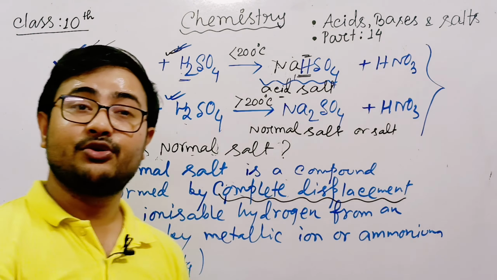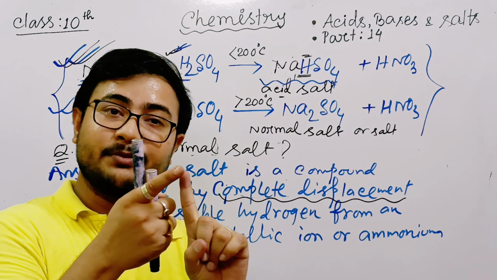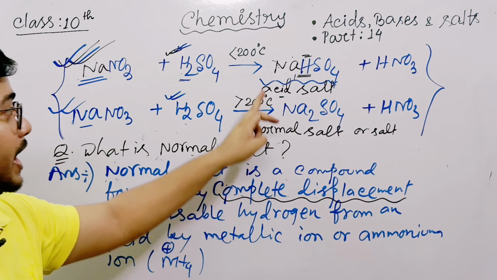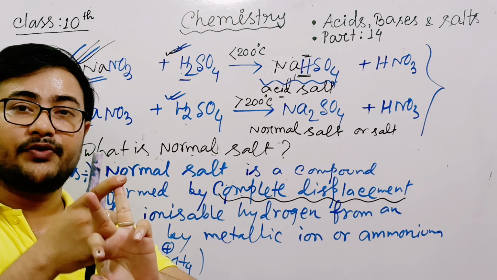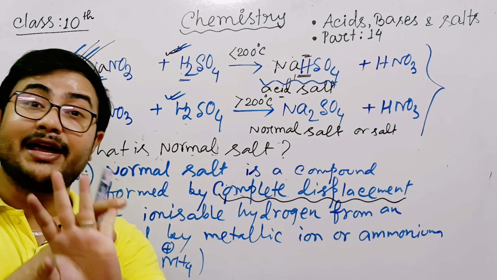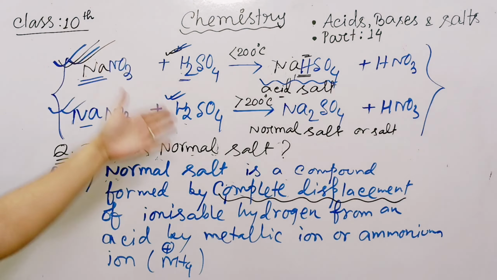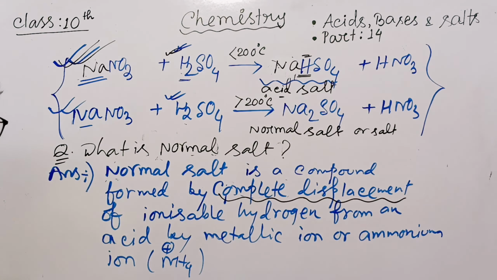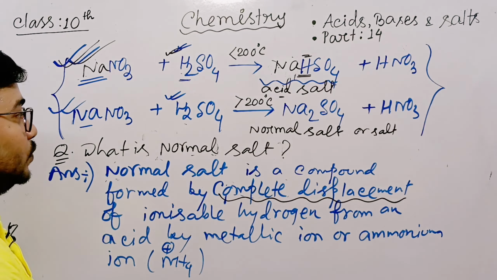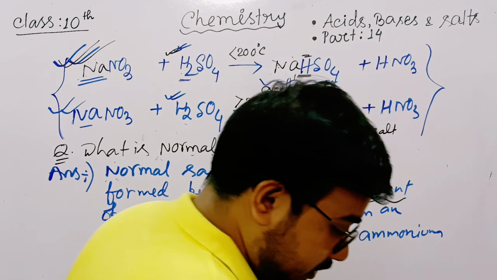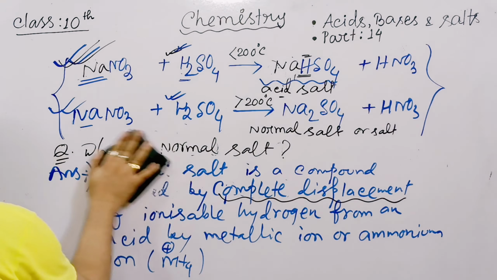Do you understand? Now there is no need to memorize the definition of salt, the definition of acidic salt, the definition of normal salt, the definition of ionic salt. Four definitions are already done. So you can write down the definition with the help of this example. Clear? Okay. Now come to the next.